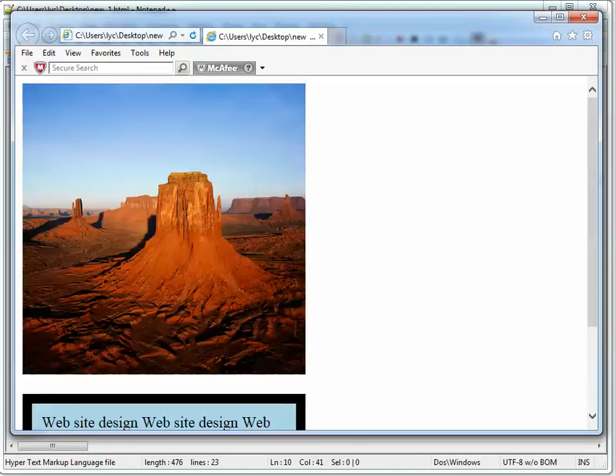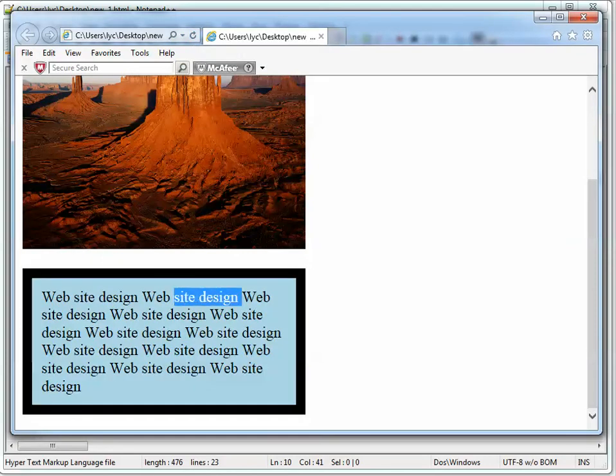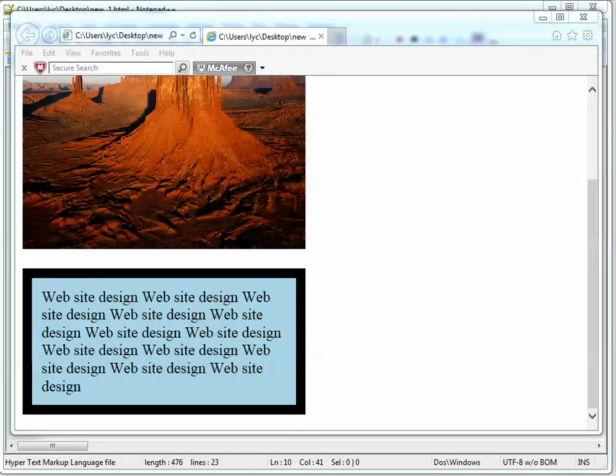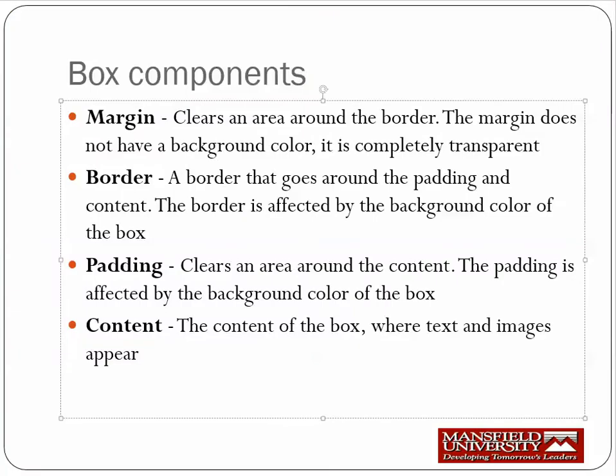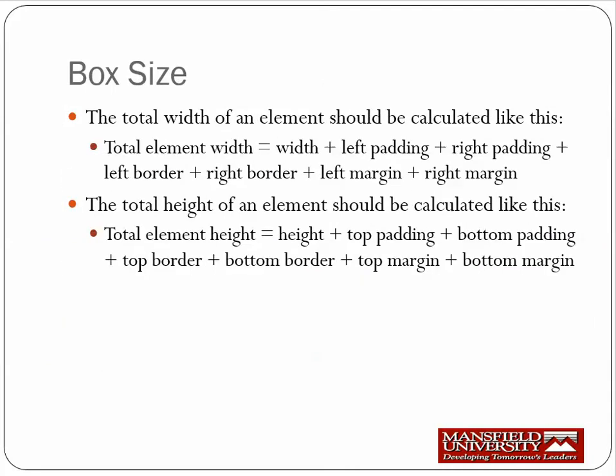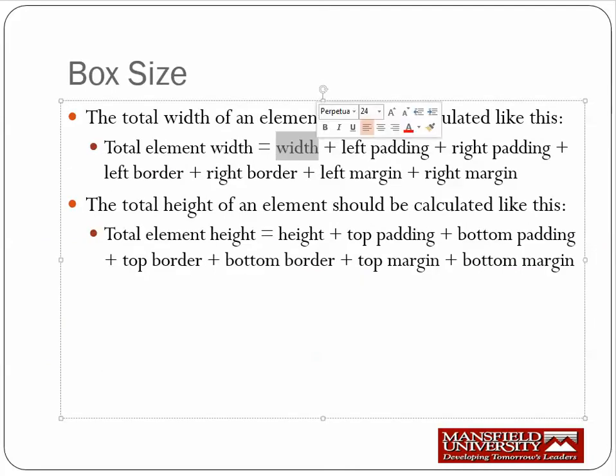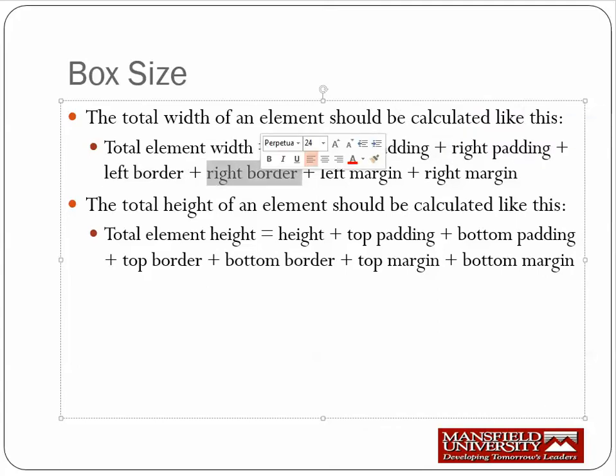So if we reload the code, you can see that the padding has the same background color as the content, but the margin is totally transparent. So that's the padding, border, and the margin. The total box size should be the width of the content, left padding, right padding, left border, right border, left margin, and right margin. The same thing for the height. So that's the border, margin, padding, and the content.